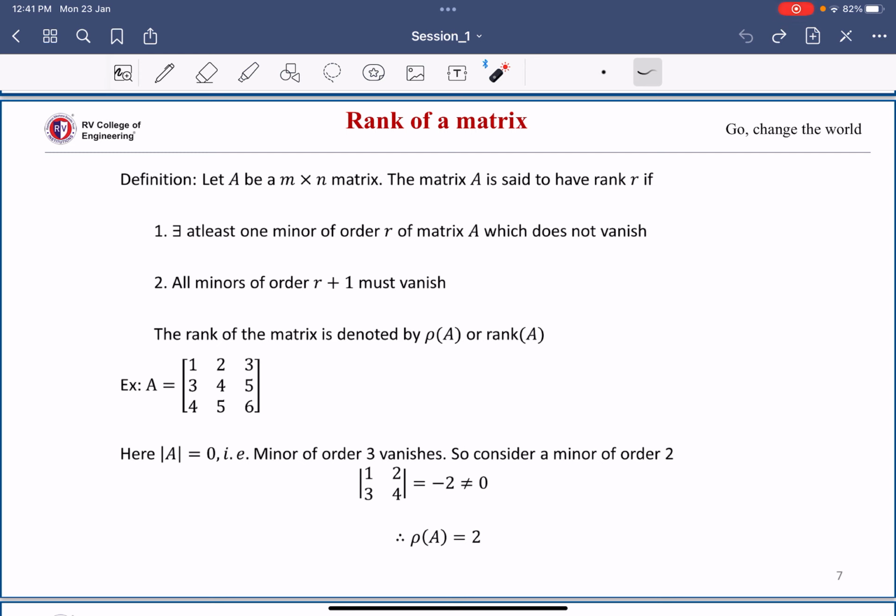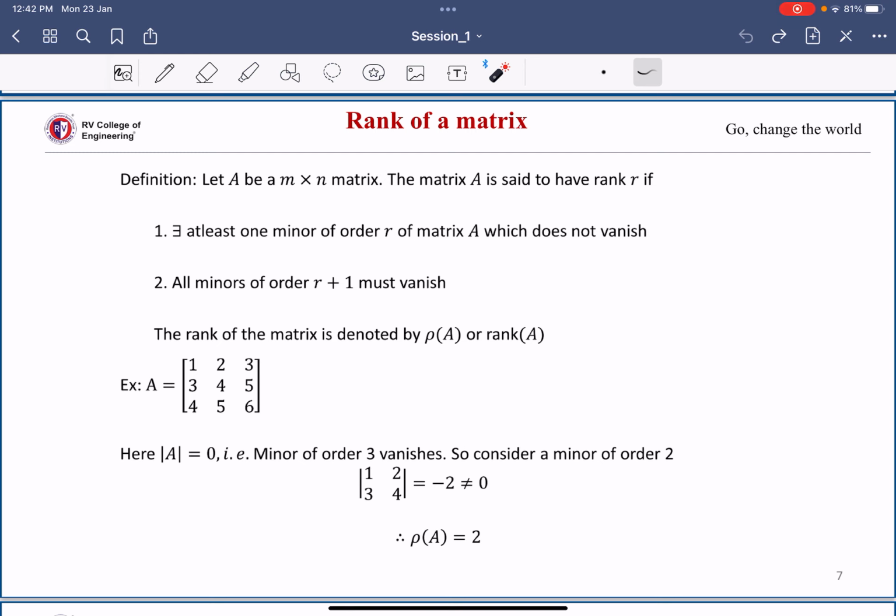There are several possibilities of extracting 2 cross 2 minors from this particular matrix. I can either consider 1, 2, 3, 4 or 2, 3, 5, 6 or 3, 4, 5, 6 or 1, 2, 4, 5 or 2, 3, 5, 6. So several minors of order 2 can be extracted from this particular matrix.